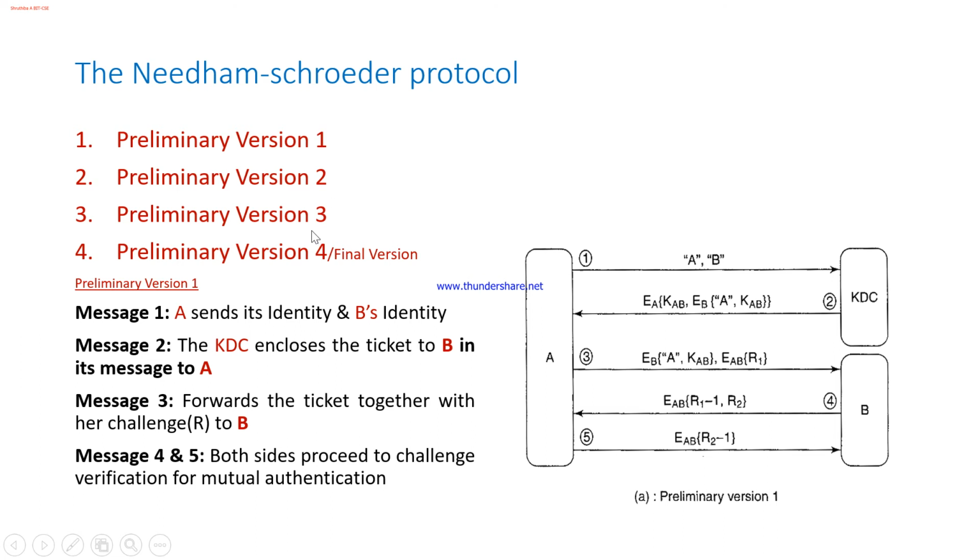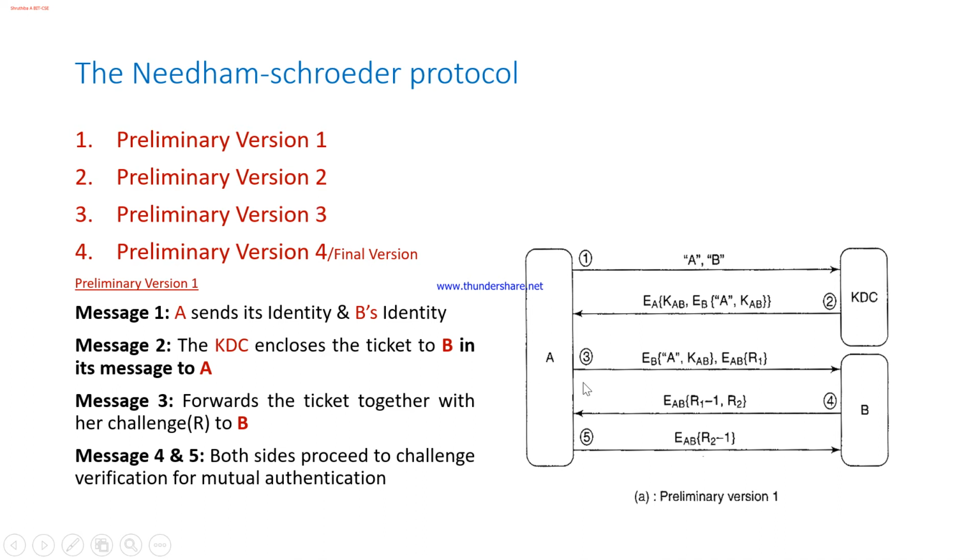Again, version 3 had certain weaknesses; it was prone to attacks again. So they finally came out with version 4, and that was concluded as the final version. First, let me explain what the first version of this Needham-Schroeder protocol is.